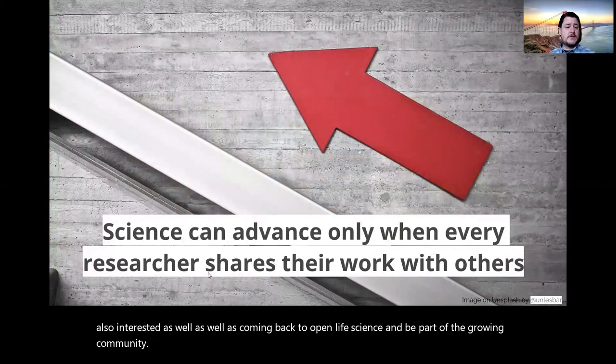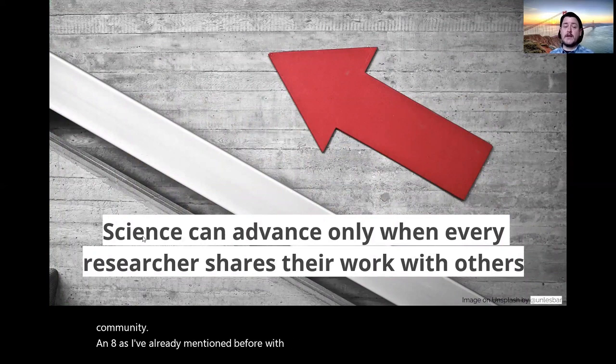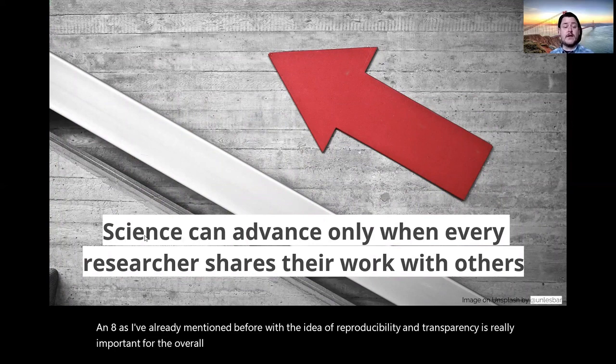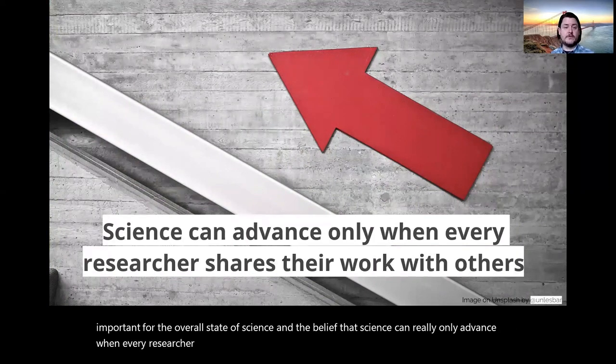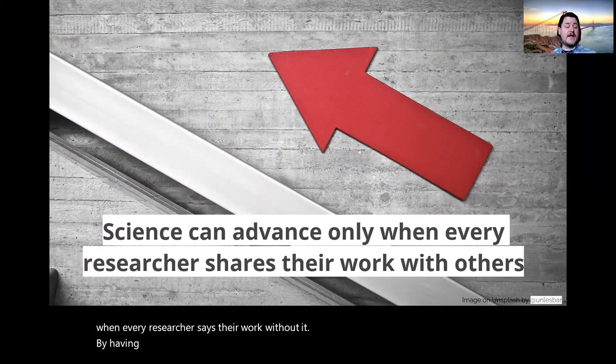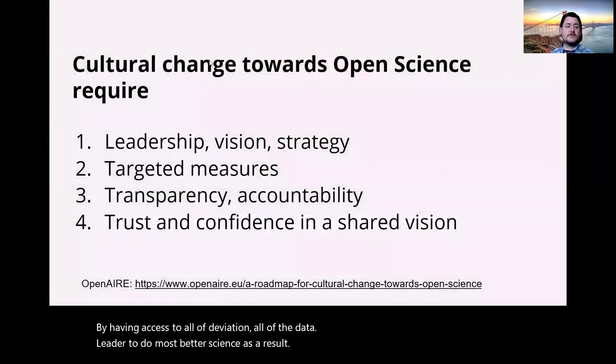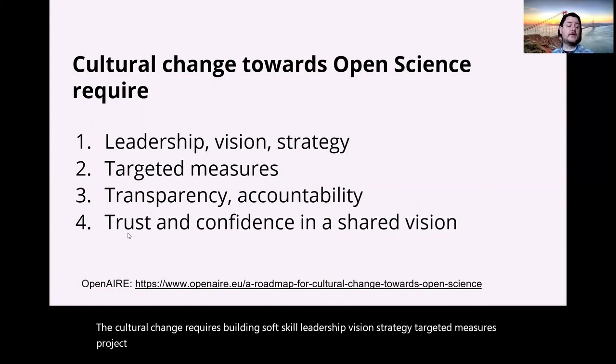And as I've already mentioned, with the idea of reproducibility and transparency, it's really important for the overall state of science and the belief that science can really only advance when every researcher shares their work with others. Having access to all of the reagents, all of the data, will lead us to do much better science as a result. So this cultural change requires building soft skills, leadership, vision, strategy, targeted measures, project development, transparency, accountability, trust, and confidence in a shared vision, right?